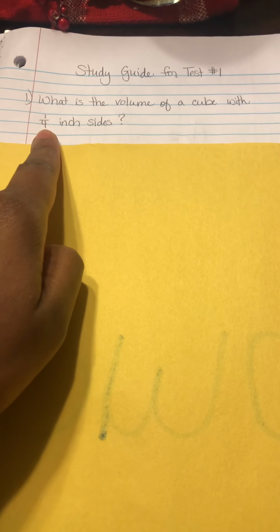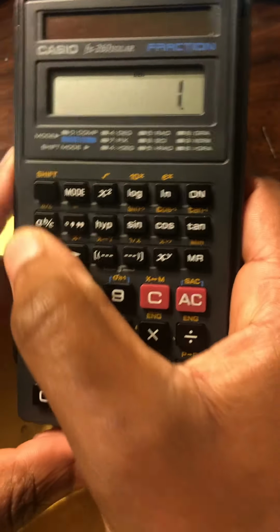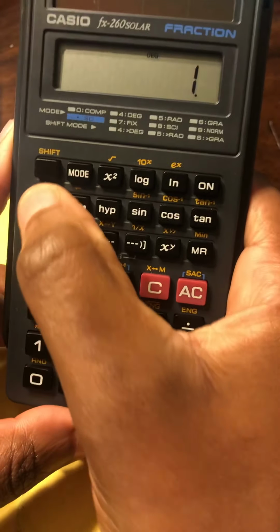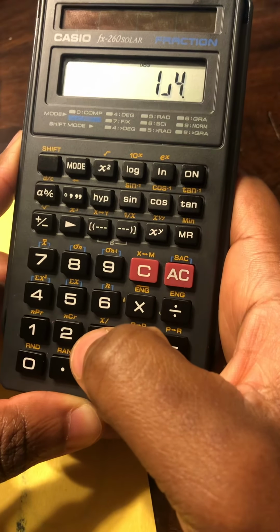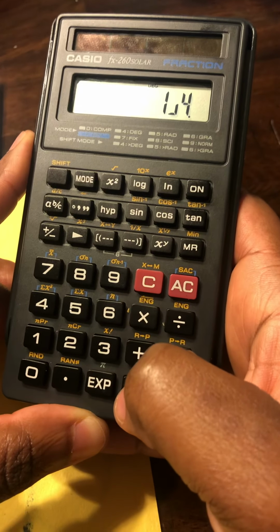Okay, so if it has 1/4 inch sides, that means that the length is 1/4, the width is 1/4, and the height is 1/4 because it's a cube. So I'm simply going to type in 1/4 times 1/4 times 1/4. Remember, volume equals length times width times height, and that is your volume, okay?